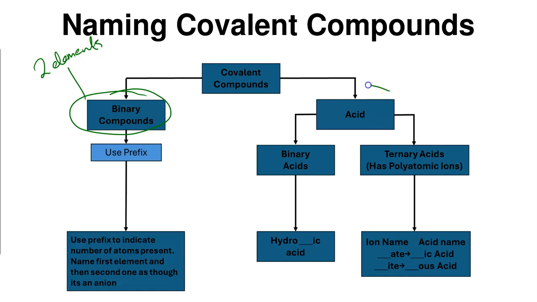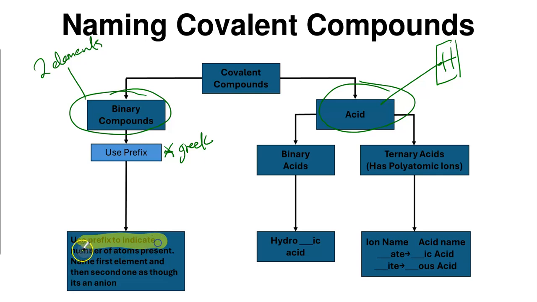And then the other ones are the acids. An acid is any substance that will at least have a hydrogen in its molecule, written first. The hydrogen has to be written first. Now, there are two types in this case. In naming the binary covalent compounds, we just use the Greek prefixes. We use them to indicate the number of atoms that are present of each element. And again, we name the first element first, followed by the second element as if it were an anion. We're going to see how this goes.